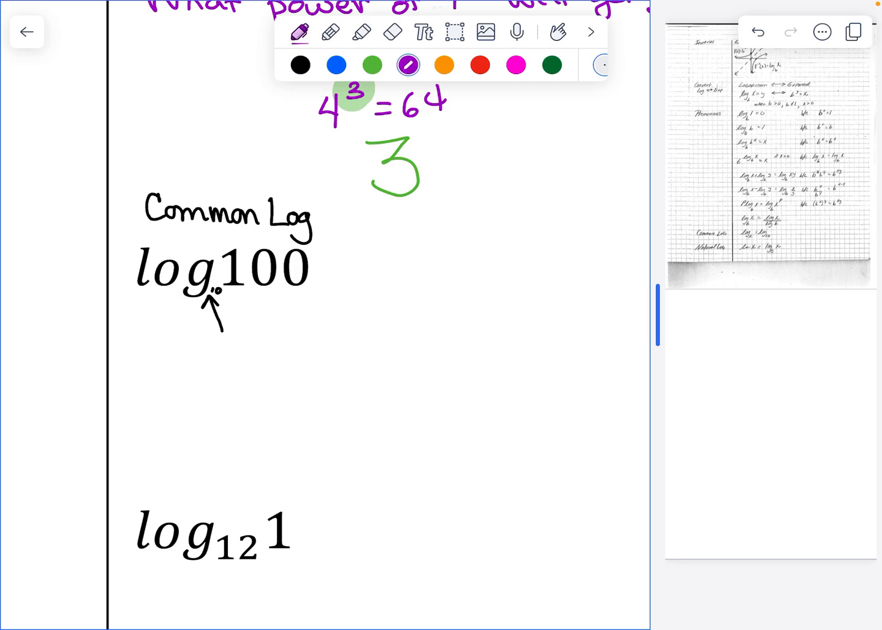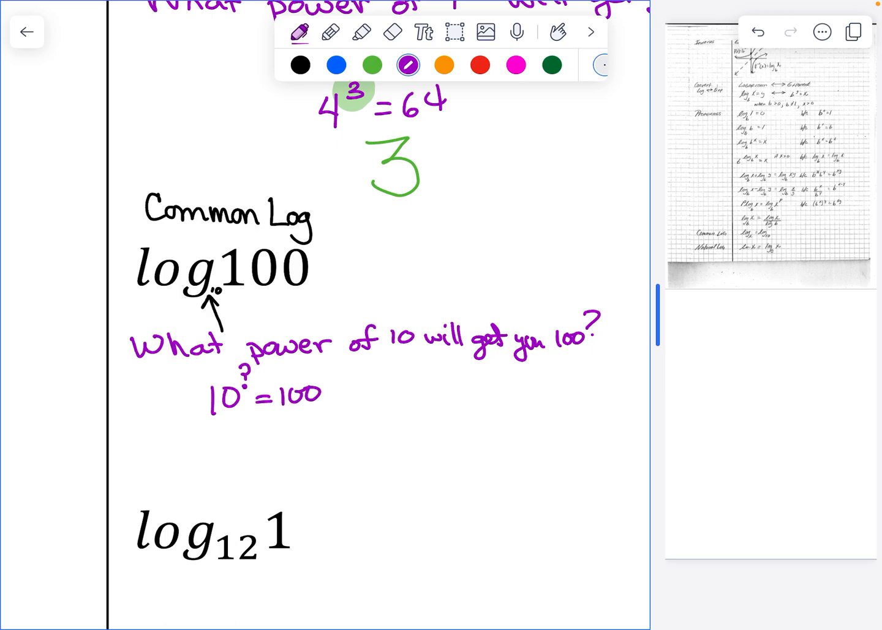So this is saying what power of 10 will get you 100. In other words, 10 to what power will equal 100? Well, 10 squared is equal to 100. So the power would be a 2. So the evaluation of this problem would be a 2.